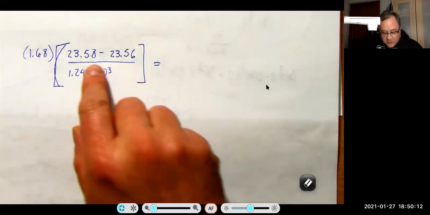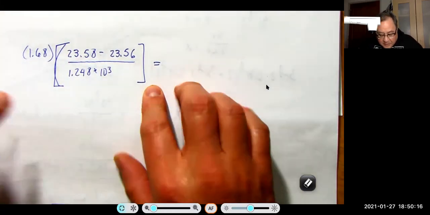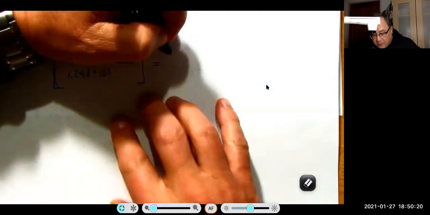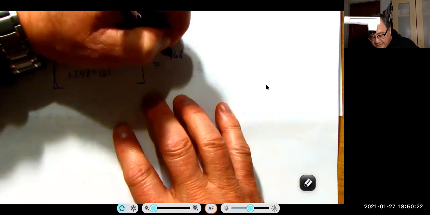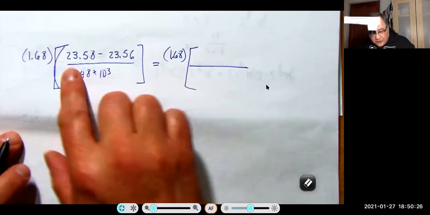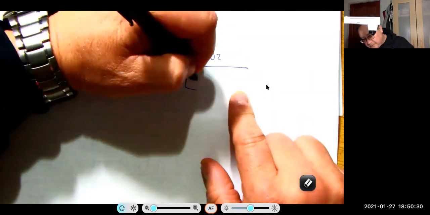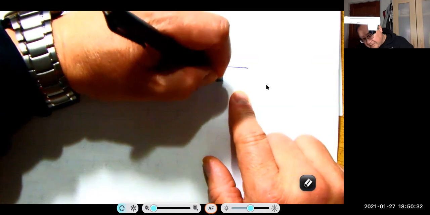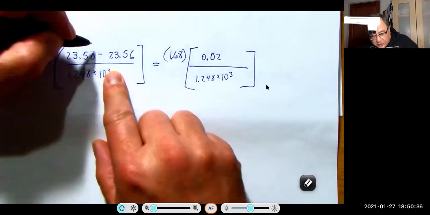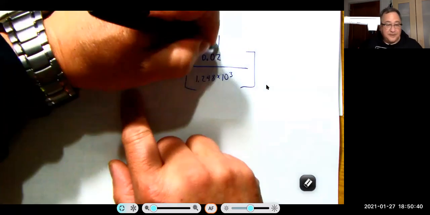So naturally, I'm going to do what's inside the parentheses first, and I'm going to do the subtraction first. So this becomes 1.68. And the difference between these two is 0.02. And this is good to the 100th, and this is good to the 100th. So that means this is good to the 100th.